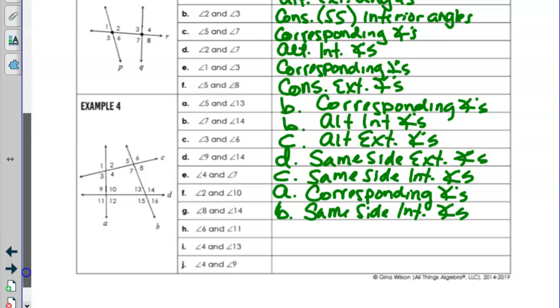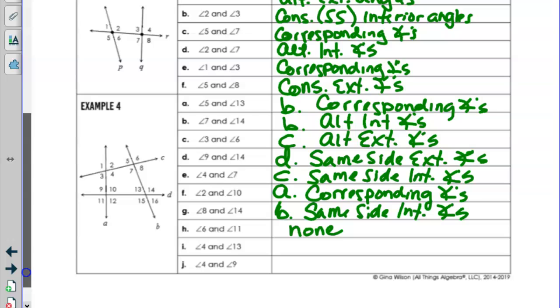6 and 11. First, what's the transversal connecting 6 and 11? Or is there one? There is none. So if there's no transversal, it is not going to be an angle pair. Everybody understand that? So if I look at 6 and 11, the lines forming those angles, they don't have anything in common. So if there's no transversal, they are not an angle pair.